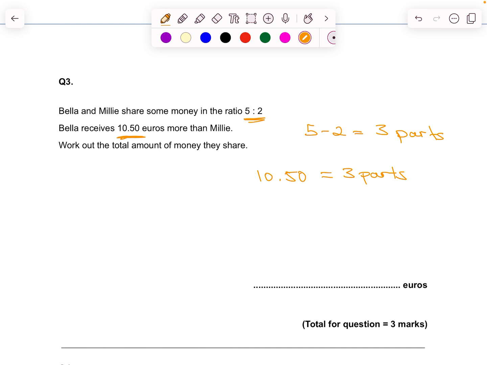I'm just doing that on the calculator. So 1 part is €3.50. And so if you want to find out the total amount that they share, in total we've got 7 parts. So we're going to do €3.50 times by 7 to find out how much in total, and that gives you 24. Oh, sorry, let me write that nicely. €24.50. Now there are other ways you can do it, and obviously if you got it right using an alternative method, that is also fine.